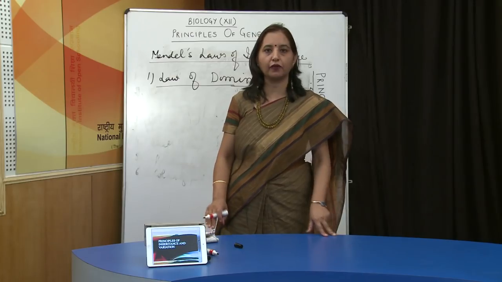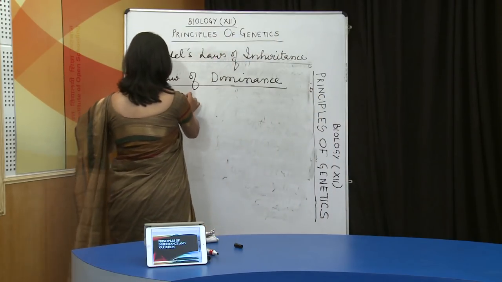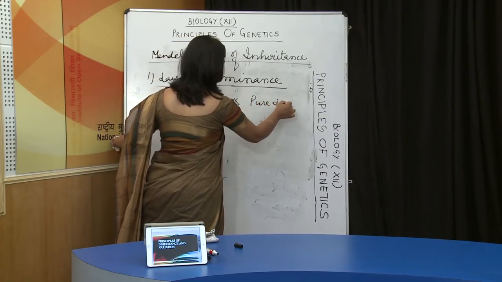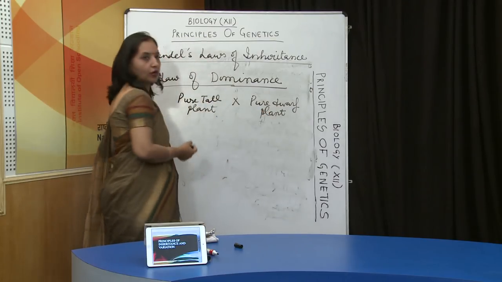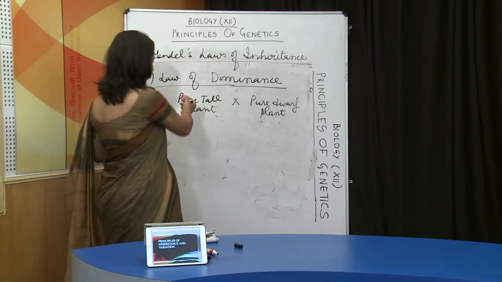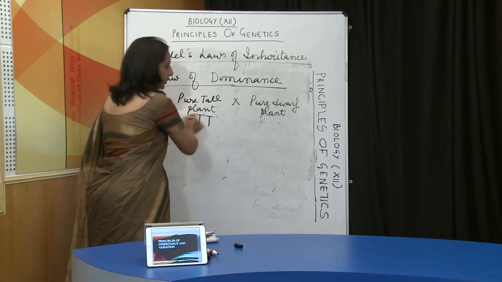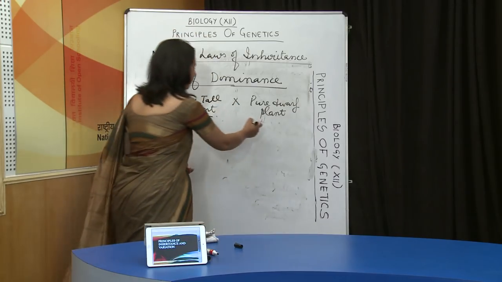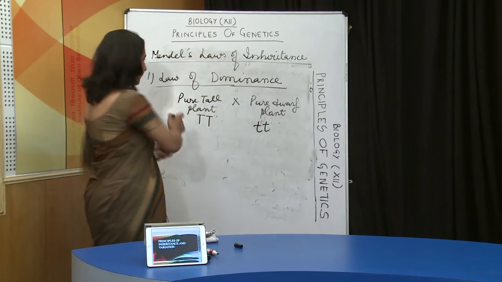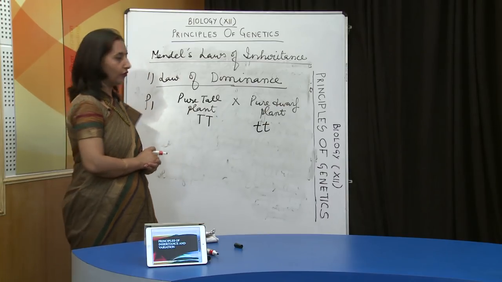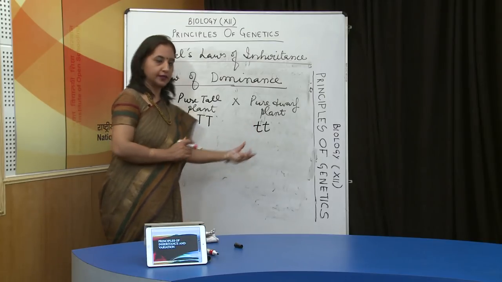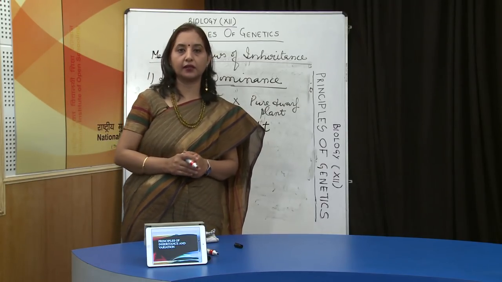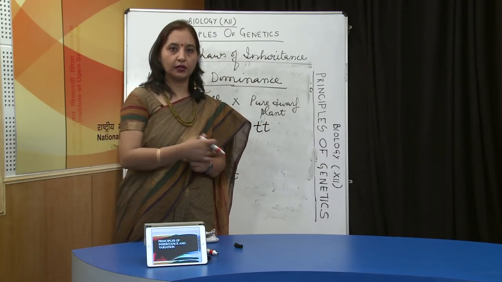We can understand this with the help of a very simple example. He crossed pure tall plants with pure dwarf plants. Now, when we say pure tall plants, that means we write the same allele, capital T, capital T, and the capital letter is used to express the dominating trait. And pure dwarf will be represented by small t and small t. These are the parents, and we represent parents by P1. So when Mendel crossed pure tall plants with pure dwarf plants, in the first generation, he found that 100% plants were tall. That means the character of tallness is dominating over the character of dwarfness or shortness.